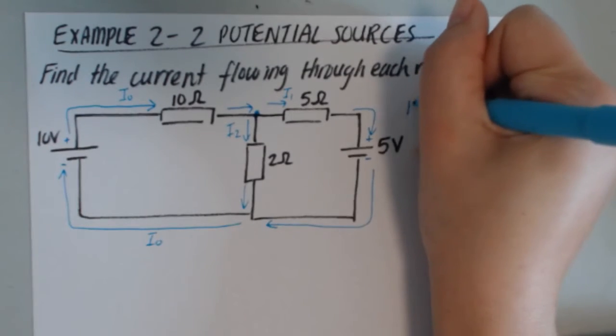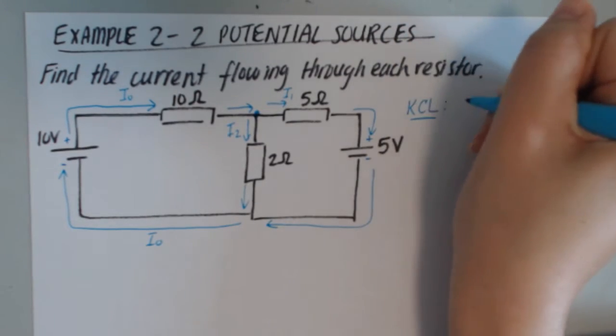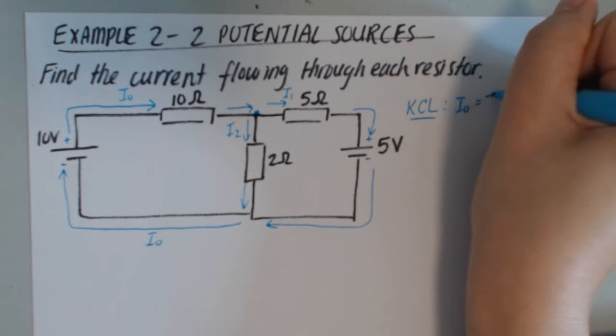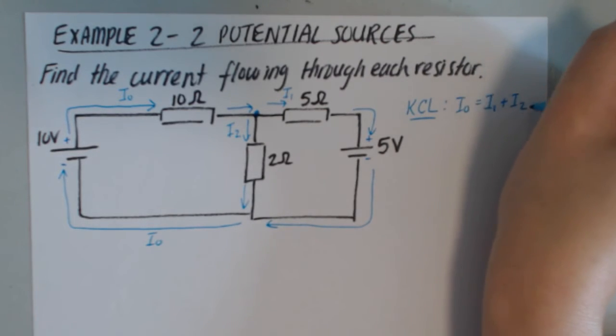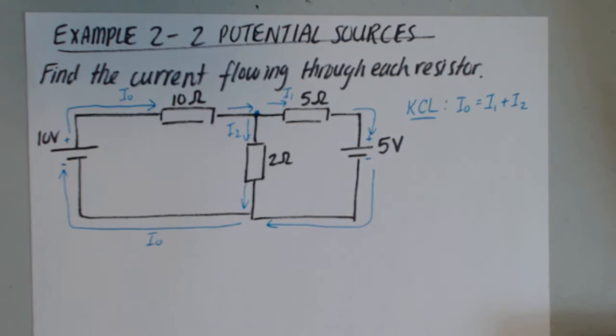So making an expression for Kirchhoff's current law looks like this. I0 is equal to I1 plus I2. So that one is pretty simple. The sum of the currents going into a junction is equal to the sum of the currents exiting the junction.